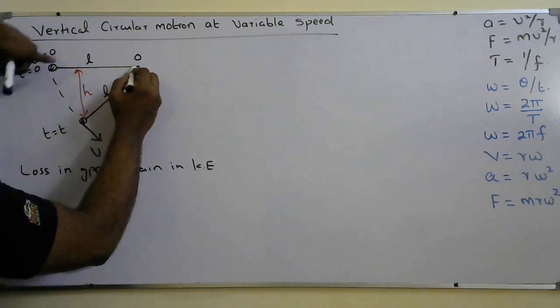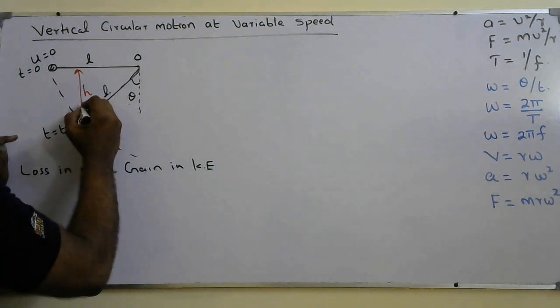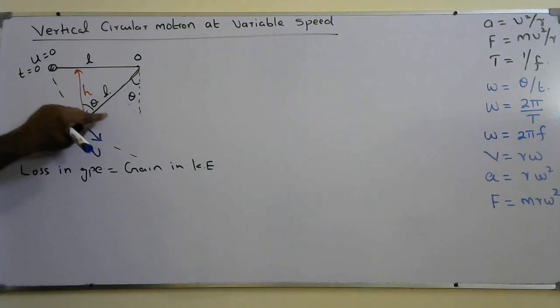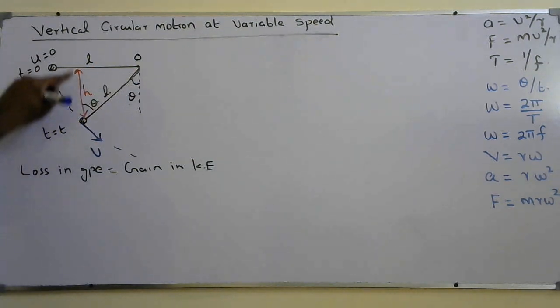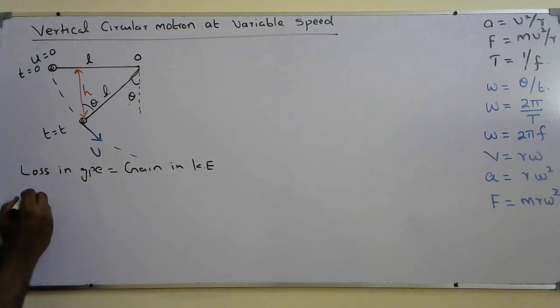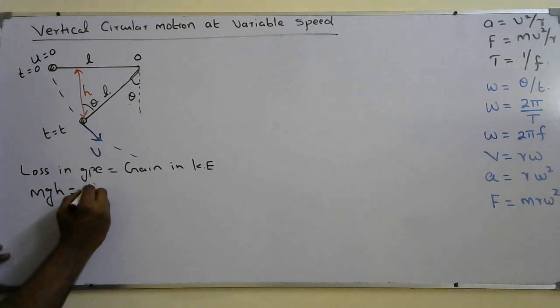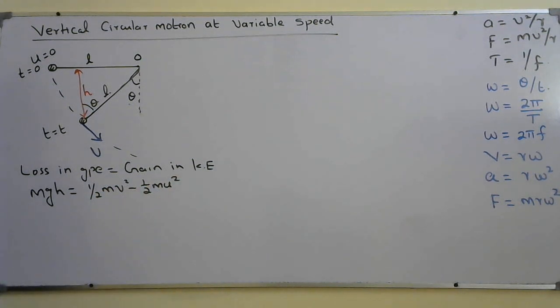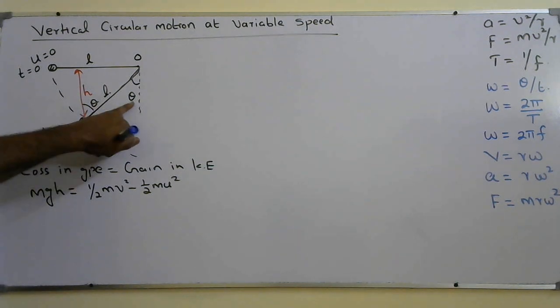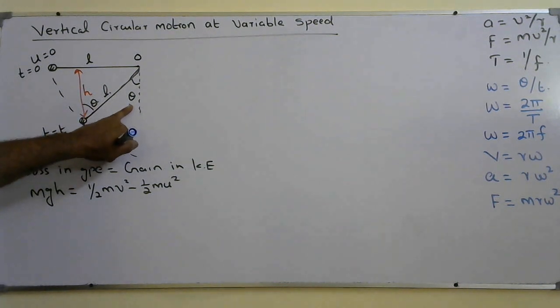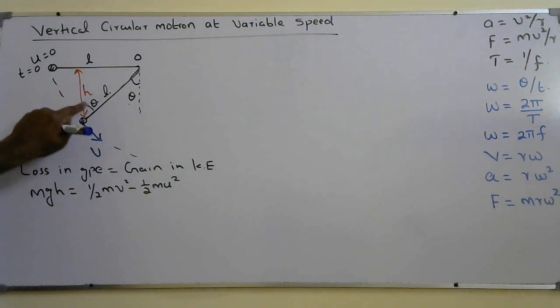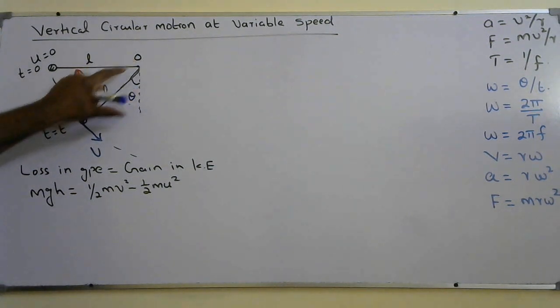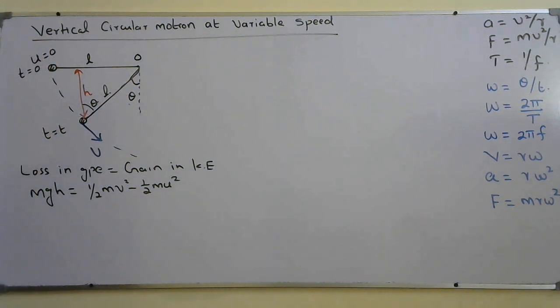So h is in this right angle triangle. This is theta, so h equal to L cos theta. You can say in this right angle triangle, h equal L cos theta. So loss in GPE, mgh, equal half mv squared minus half mu squared, gain in kinetic energy. Here this is L, it makes an angle theta with vertical line. So this is alternate angle, so this is also theta. So the height h in this triangle will be L cos theta.